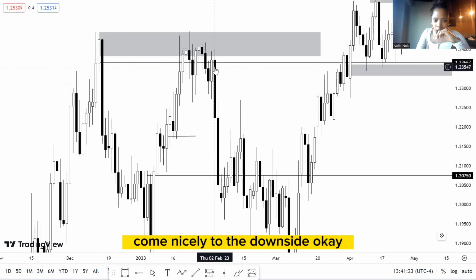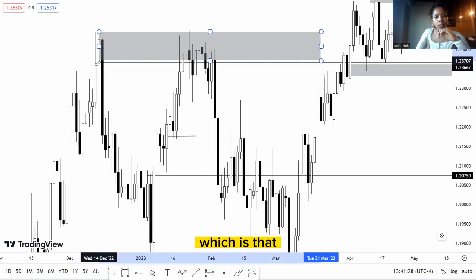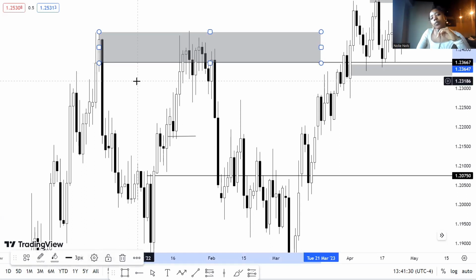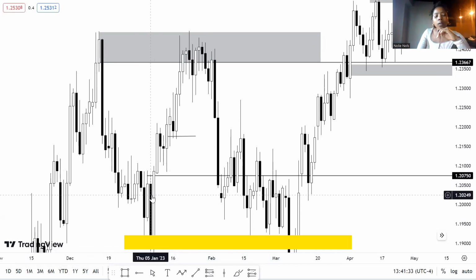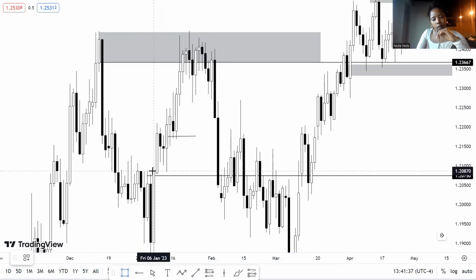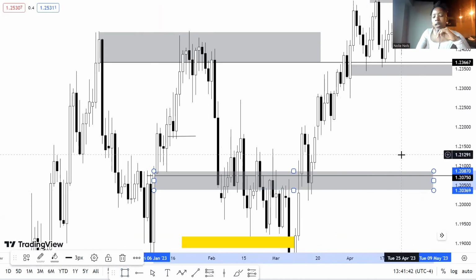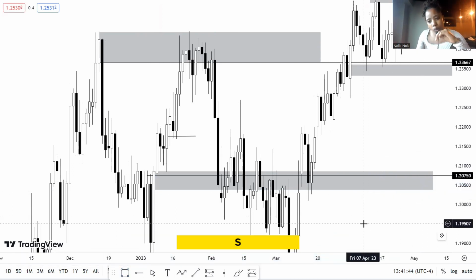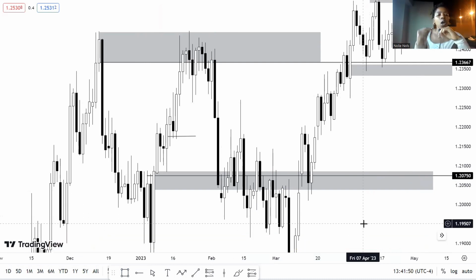Came nicely to the downside, okay? What is that? The resistance. What is the order block that sponsored this whole move? This is the order block that sponsored the whole move. Now, what is that? Support. Okay. Now, that's why you have to always use everything in your arsenal. You use everything that is there.